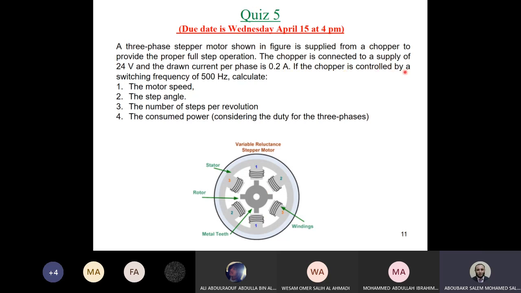If the chopper is controlled by a switching frequency of 500 Hz, calculate the motor speed, the step angle, the number of steps per revolution, and the consumed power, considering the duty for 3 phases. Guys, this is what is required in that quiz. I think it's very easy, and as we agreed together, all quizzes and exams will be considered take-home exams. So we expect to have the solution, inshallah, by next Wednesday at 4 p.m. Any questions, guys?